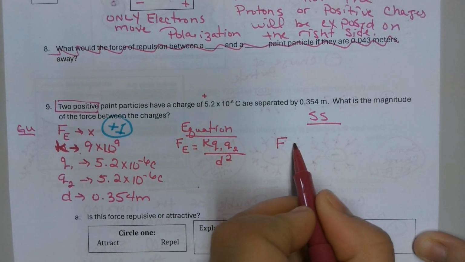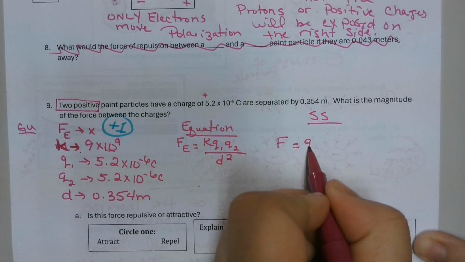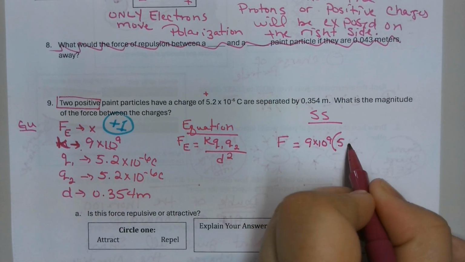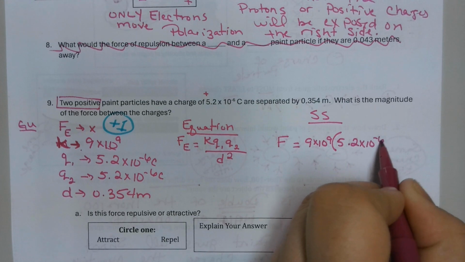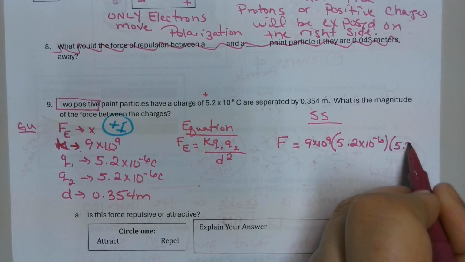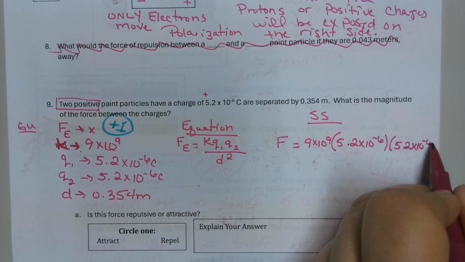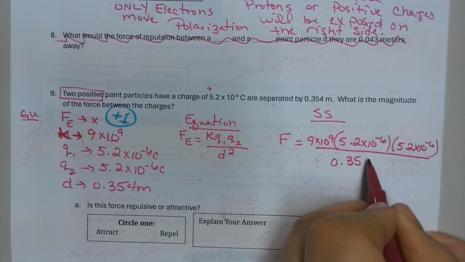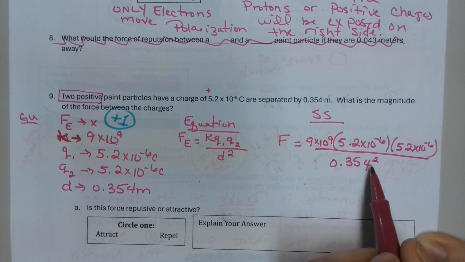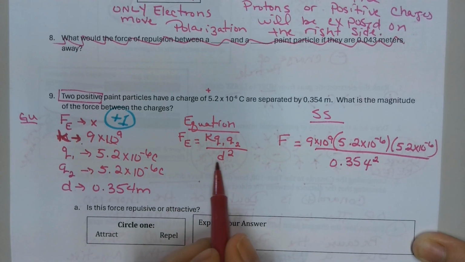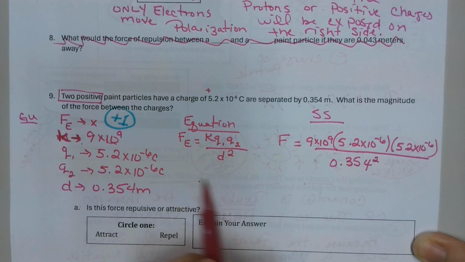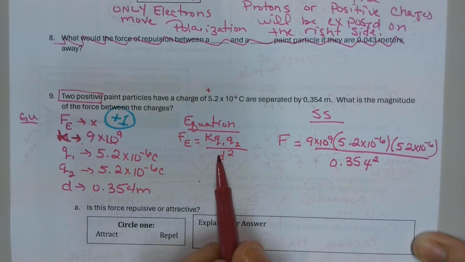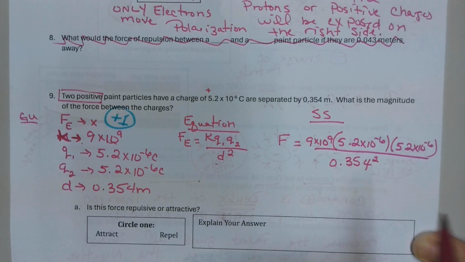So when you solve for F, for the force, 9 times 10 to the 9th, 5.2 times 10 to the negative 6, 5.2 times 10 to the negative 6, all over 0.354, and this is one thing the students keep missing. Your distance is squared. That's why I want you writing the equation before you substitute, so you don't forget and you can cross-reference everything. Distance is squared.